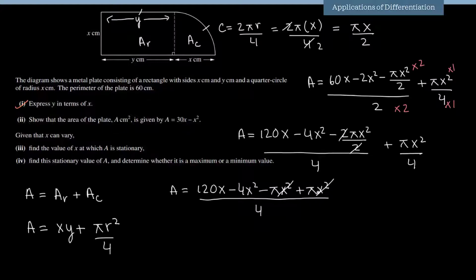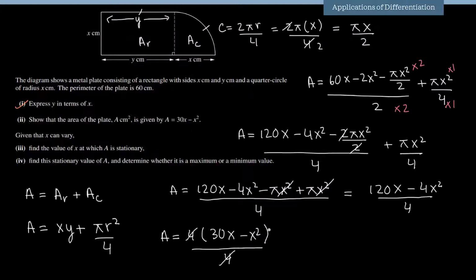Minus pi x square plus pi x square is 0, so this is equal to 120x minus 4x square divided by 4. In the numerator I can take 4 common and I'll get area is equal to 4 times 30x, because 4 times 30 is 120, minus x square divided by 4. 4 divided by 4 is 1, so area is equal to 30x minus x square. This was the equation that I needed to show. So this is the answer to the second part of the question.